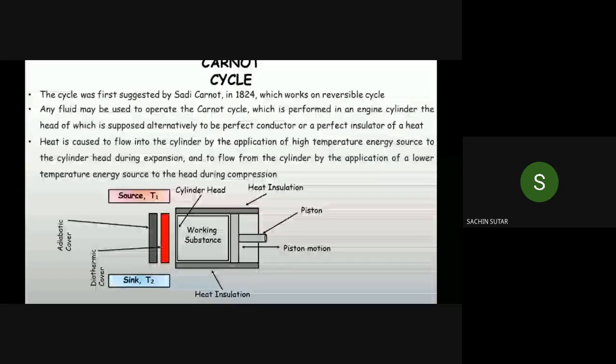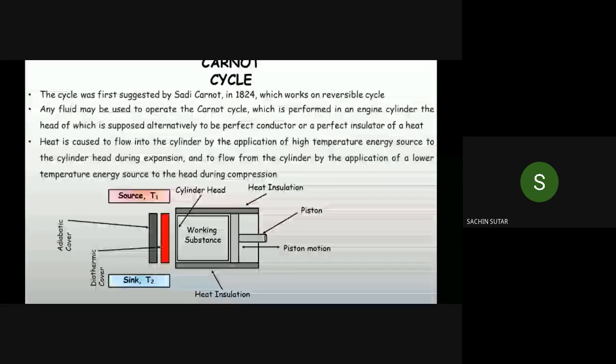And therefore this cycle becomes an ideal, or you can say hypothetical, cycle. In the Carnot cycle there are four processes, of which two are isentropic and two are isothermal. Isothermal processes are also very few, and therefore this cycle remains ideal.